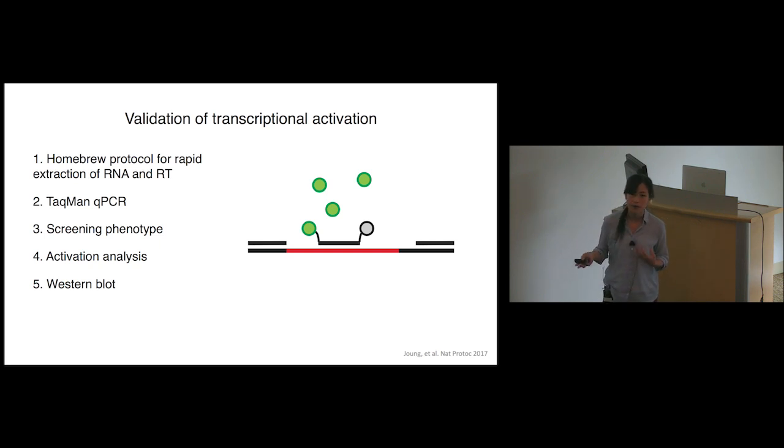So after you do the RT, we recommend TaqMan qPCR for amplifying the gene of interest because the TaqMan qPCRs have 3, I guess, so there's 2 primers and there's an additional probe, but that adds a layer of specificity that something like SYBR doesn't have, for example. And after verifying the activation, again, similar to the knockout, you need to verify the screening phenotype and the Western blot to verify that your protein was actually upregulated.